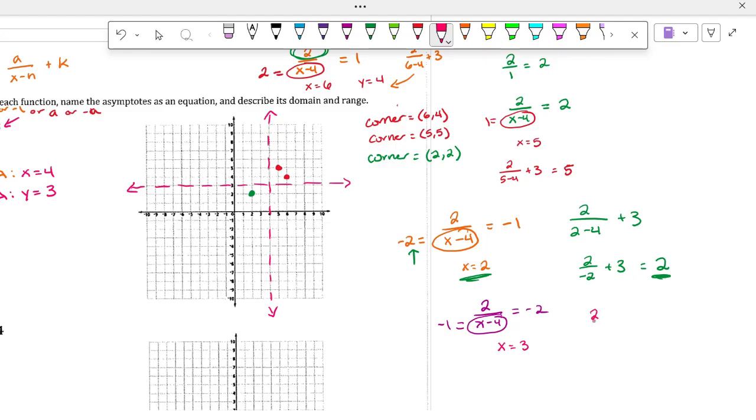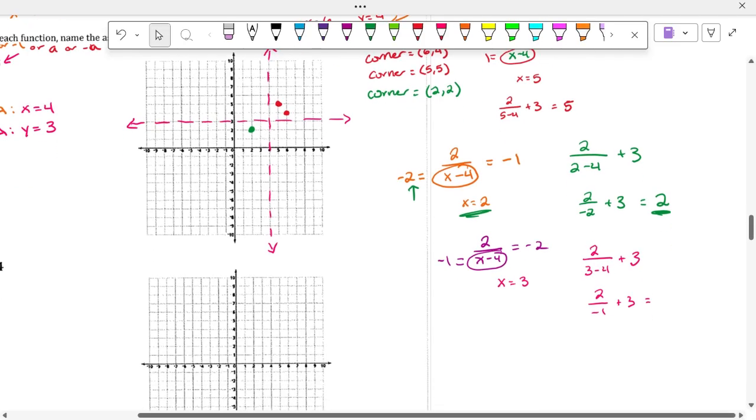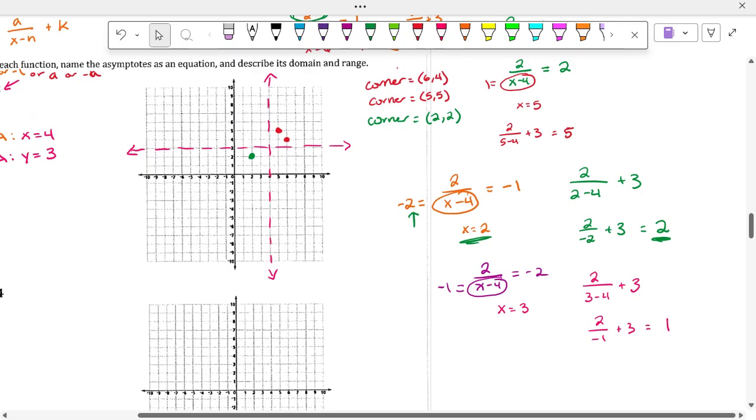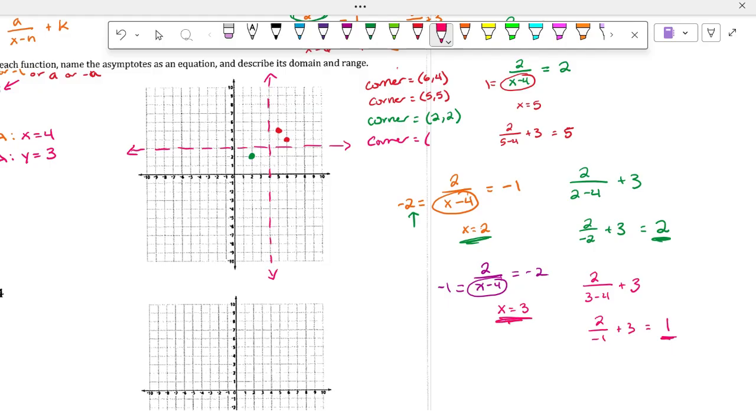So x has to be equal to 3. If I do 2 over 3 minus 4 plus 3, that'll give me 2 over negative 1 plus 3. So that'll be negative 2 plus 3, which is what? 1. So my other corner is the point 3, 1.